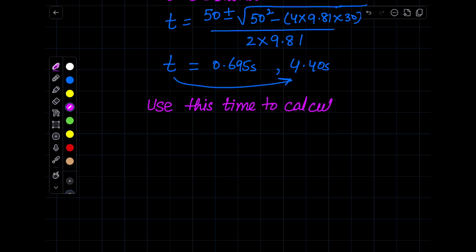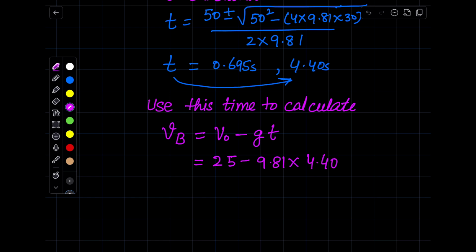Based on this time, we will find the velocity of impact at position B. What will be the velocity of the ball when it reaches position B? You can simply write this formula: v is equal to v naught minus g t. Why? Because it is a free fall. So the acceleration here is g.